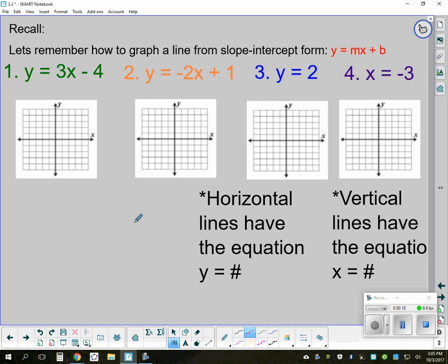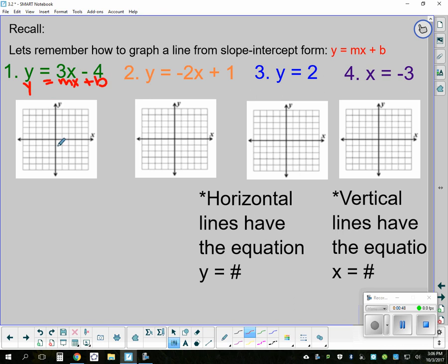Before we get there, let's remember how to graph a line from slope-intercept form. Last year, you guys should have done a lot of this. I know you did do a lot of this. Graphing y equals mx plus b. We know that m is our slope and b is our y-intercept. When you graph, you are going to start with your y-intercept. Okay, so if we have something in mx plus b form, your last number is your y-intercept.